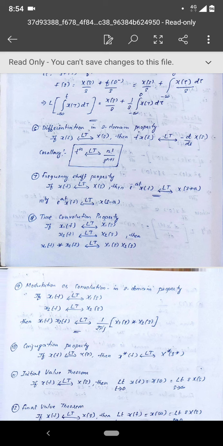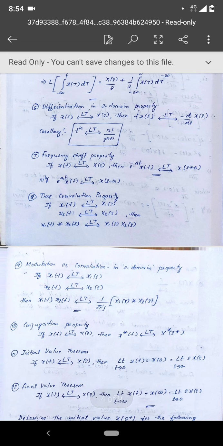Then, similar to what we discussed in Fourier transform, convolution property is another important property. If you want to find the convolution of two signals in time domain and you find the Laplace transform, it is nothing but the product of the individual Laplace transforms in frequency domain. That is, the Laplace transform of x1(t) convolved with x2(t) is simply the product of X1(s) and X2(s). So it is very easy to find.